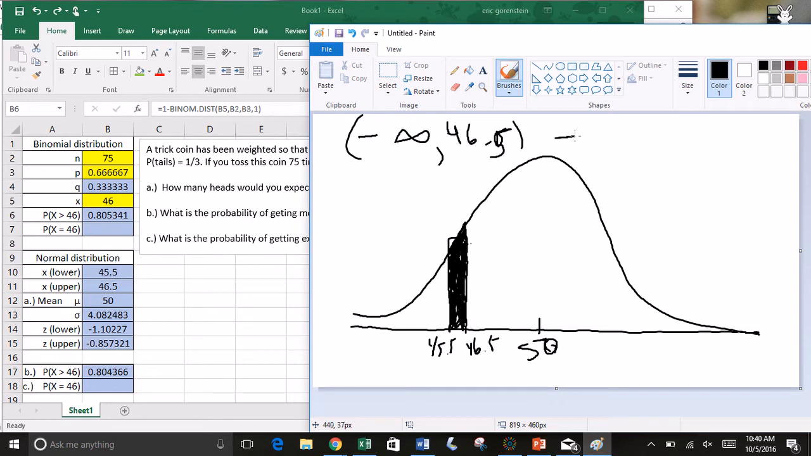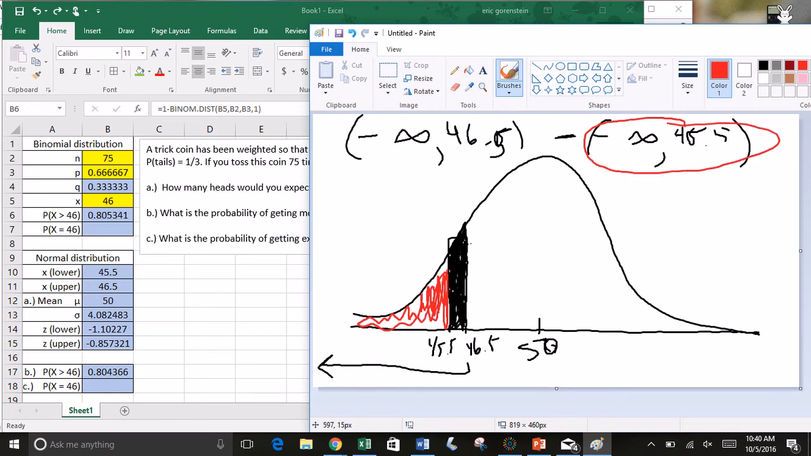And then we'll subtract from that the area from negative infinity up to 45.5. So we're basically taking all of this area and then subtracting off this area in red. So this is the red part, and this is the black part down here. So if we take all the area to the left of 46.5 and then subtract off the red shaded region, it'll leave us just that sliver between 45.5 and 46.5.